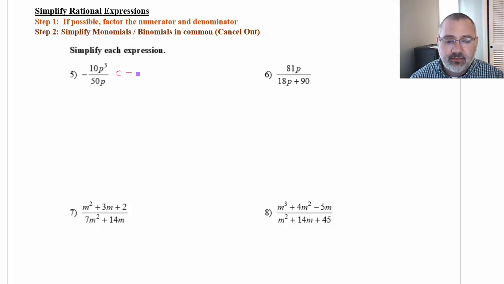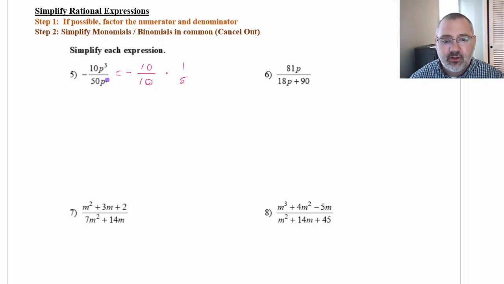We have negative. What divides into 10 that also divides into 50? 10 does. So I'm going to put 10 over 10 here. Now 10 times 1 gives me 10 up top. 10 times 5 gives me 50 on the bottom.